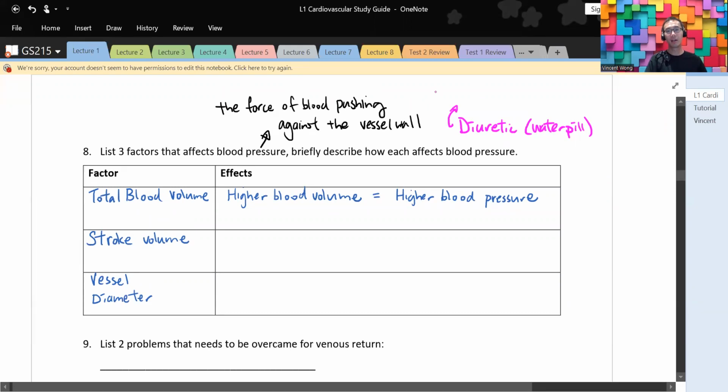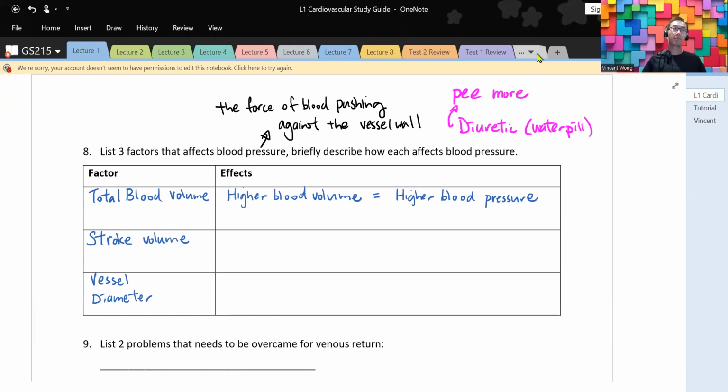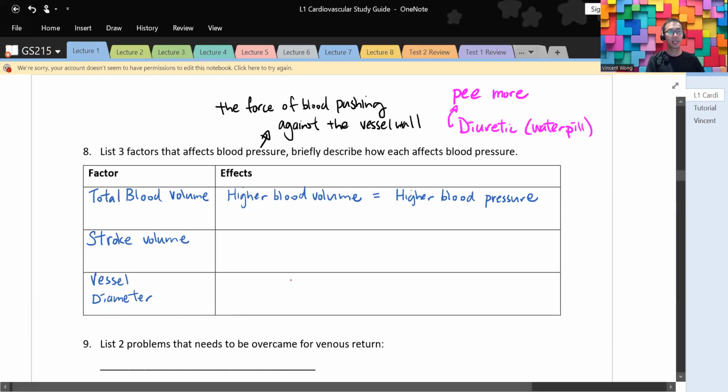Okay, so more frequent. You know what? I'm just gonna put it easily, okay? Pee more. It makes people pee more. By going to the bathroom more frequently, by peeing more, you are reducing the water content in your body. Therefore, it will lower the total blood volume, and then it would lower the blood pressure. Okay, so that's just one way that you can help lower blood pressure. There are other ways which we will learn when we get to the kidney units.